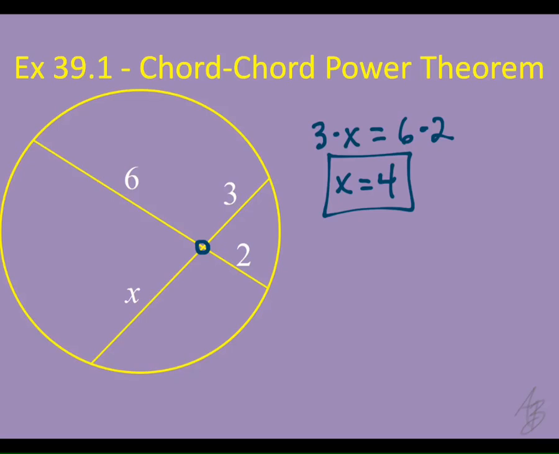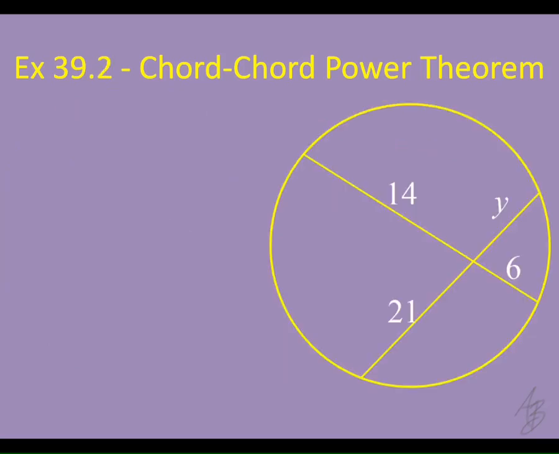Okay. How about this example? Somebody set it up for me. 21y equals 14 times 6. I don't know about you guys, but if I didn't want to use a calculator here, there's actually a pretty easy way to do this. To solve this, you would divide by 21 on both sides, right? That's the same thing as dividing by 3 and 7. And what's going to happen?